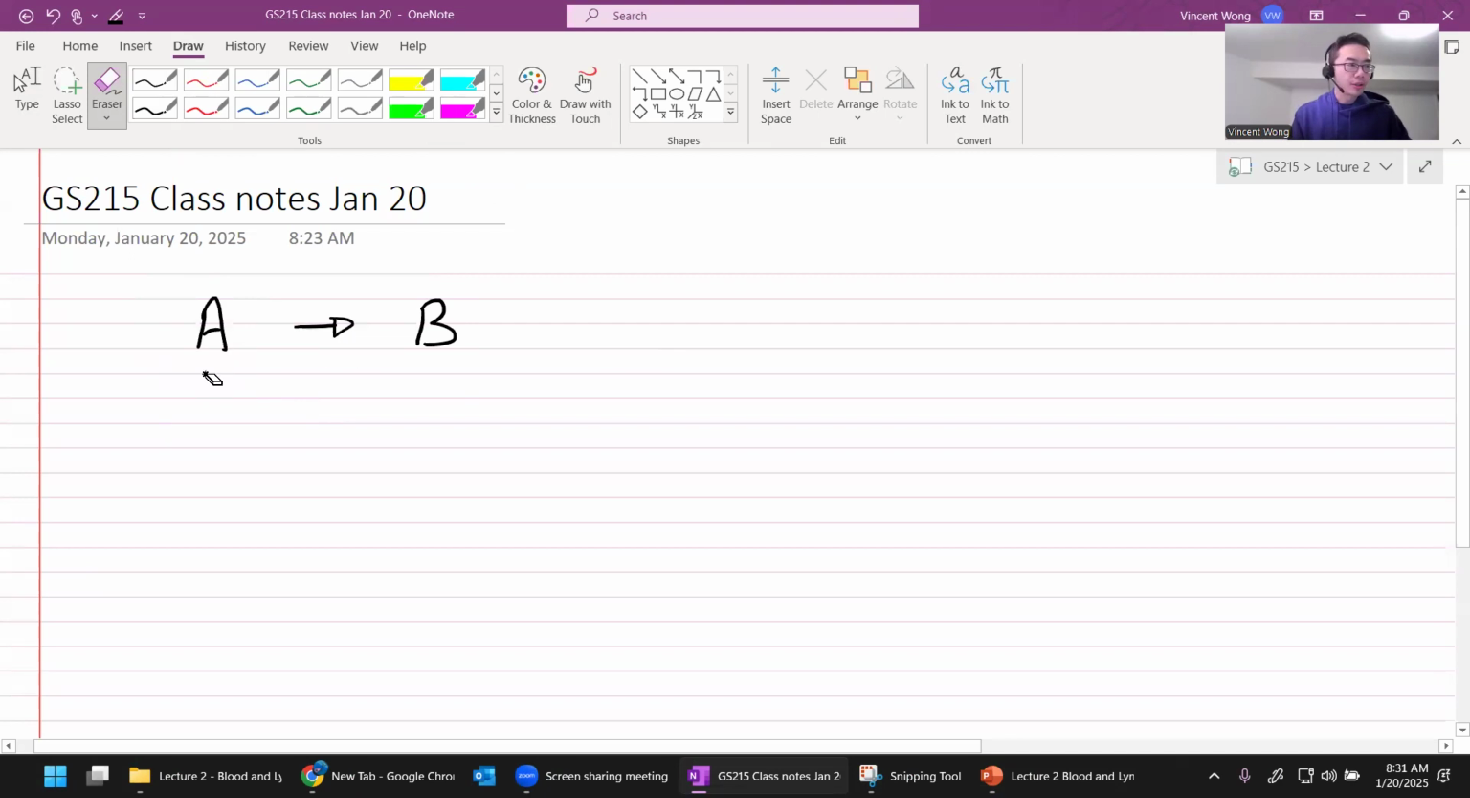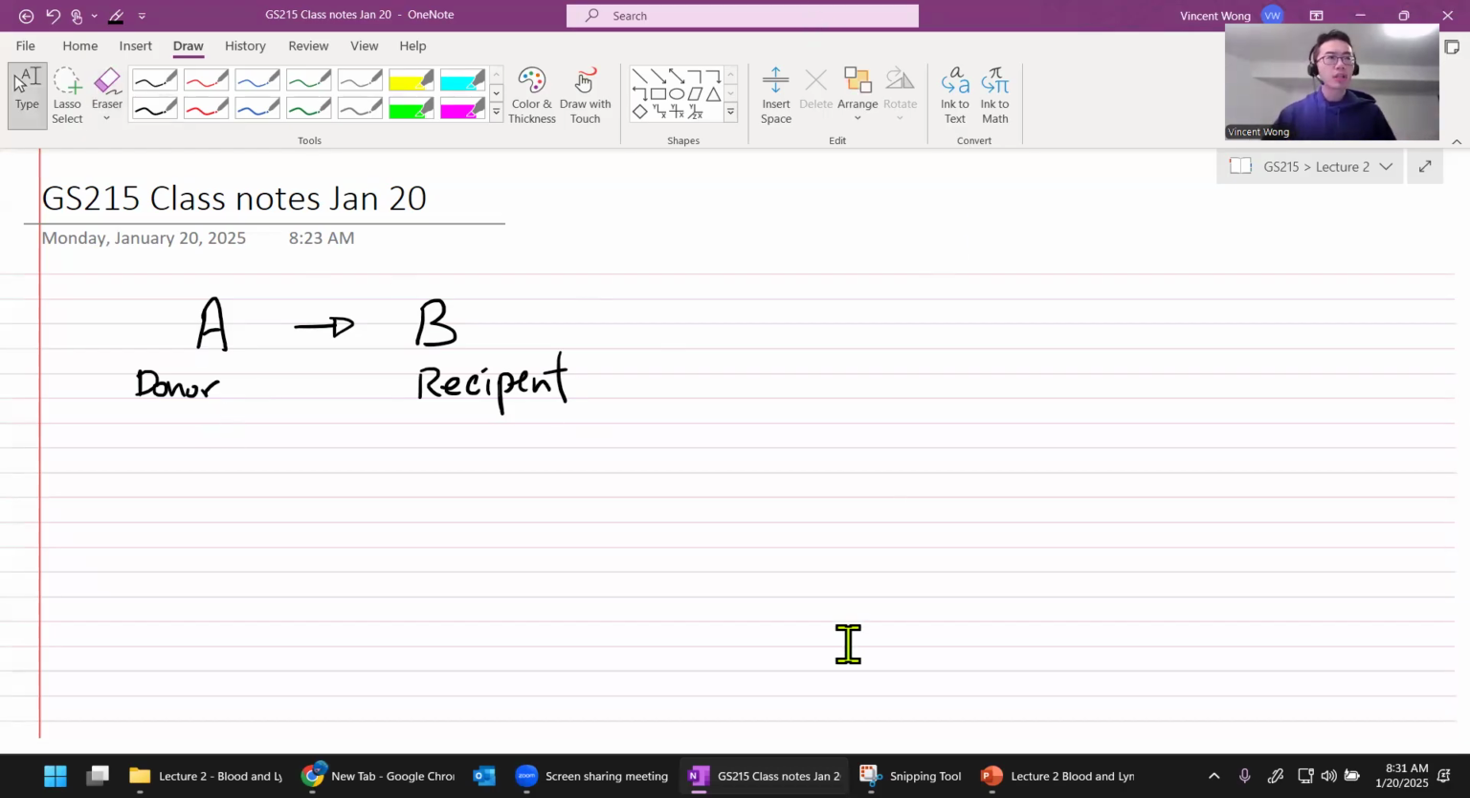So this is our donor right here on the left side, and this is the recipient. And we are going to be performing red cell transfusion.